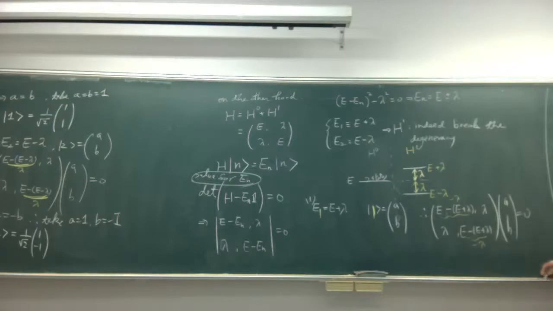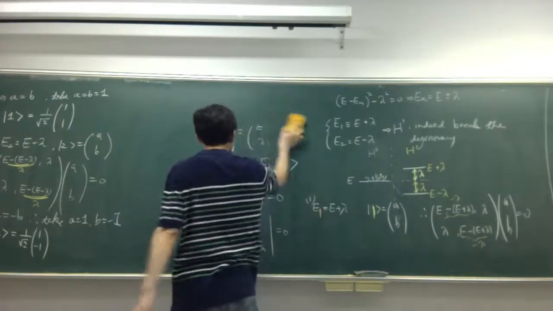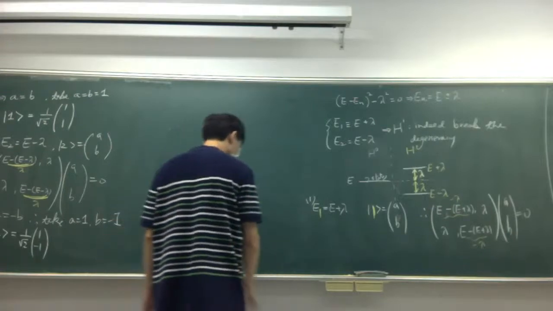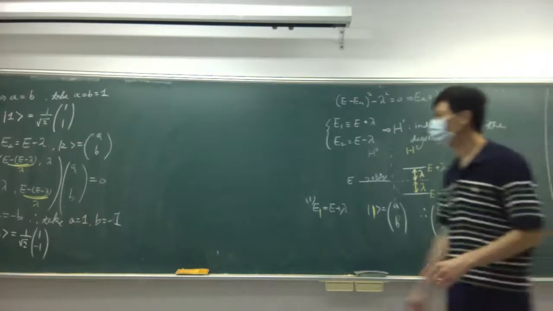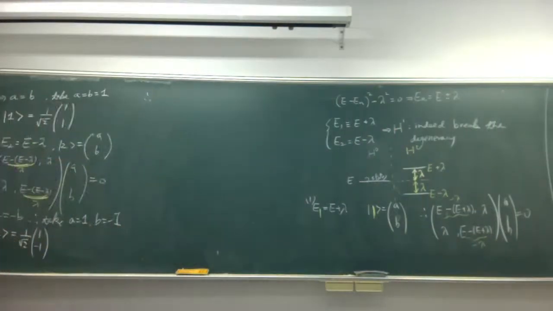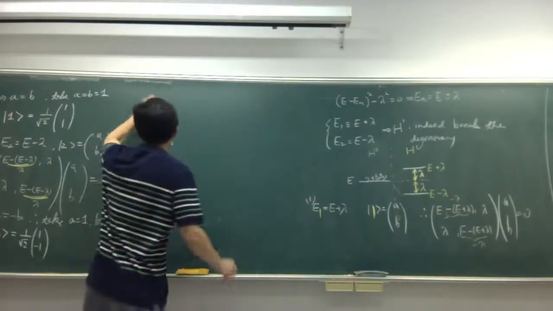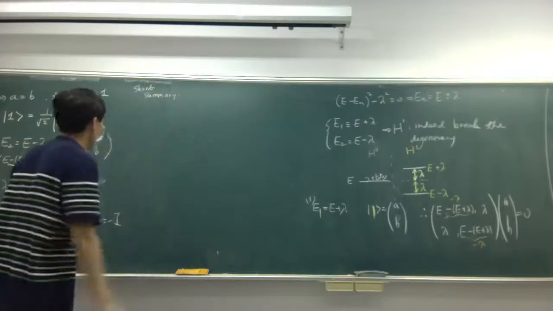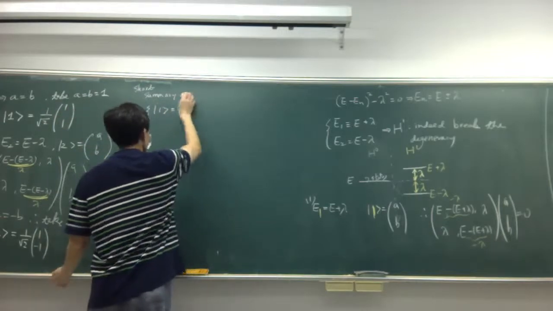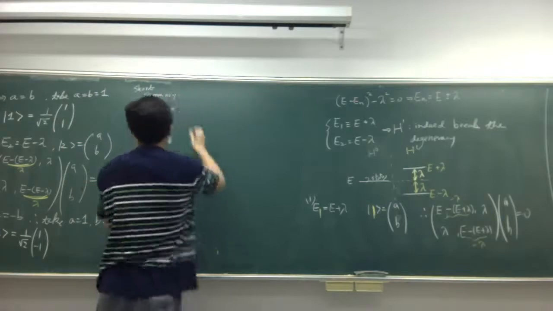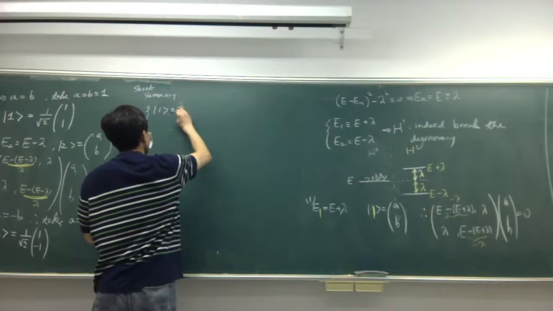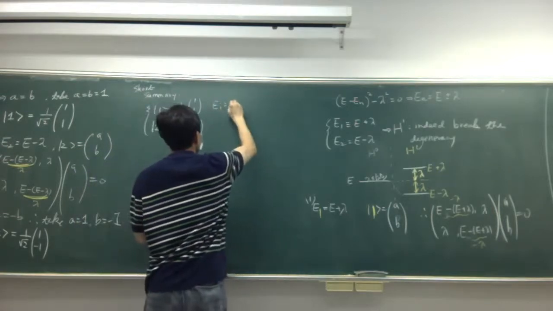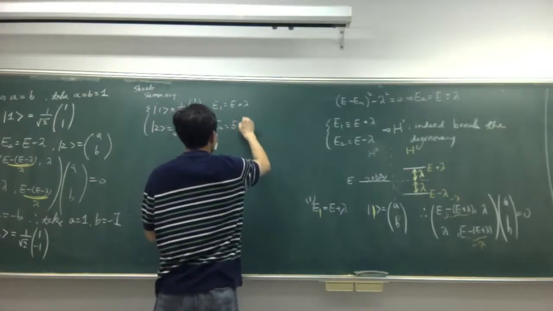Okay, so I have a short summary. In this case, I have |1> equals 1 over square root 2 (1, 1), |2> equals 1 over square root 2 (1, minus 1), and with E1 equals E plus lambda, E2 equals E minus lambda.